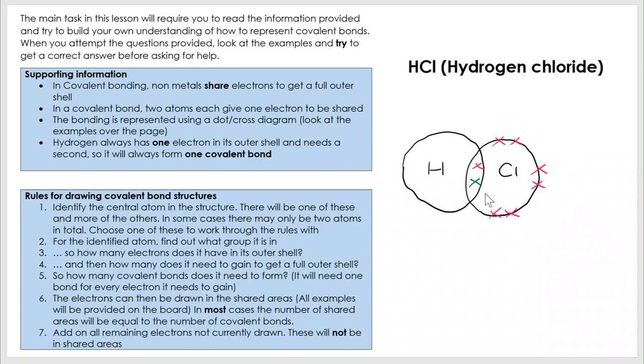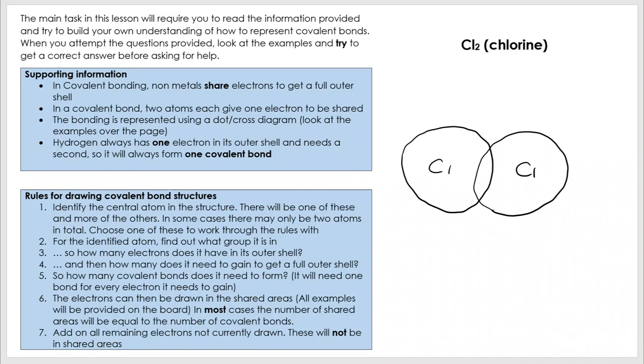So hydrogen always wants to gain 1. We'll always put 1 in. It will always look like this if you have an H. But the hydrogen now has 2 electrons in its outer shell. It's full. And chlorine has 8 electrons in its outer shell, also full.